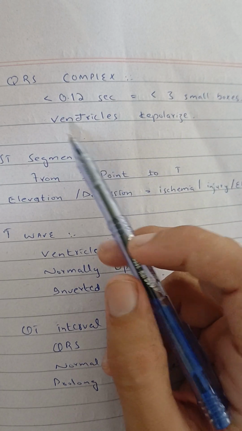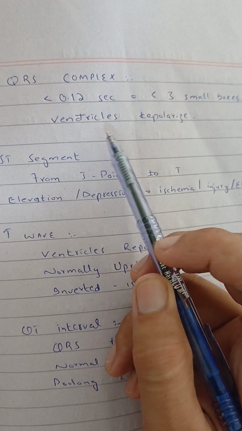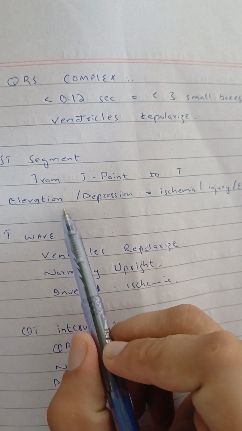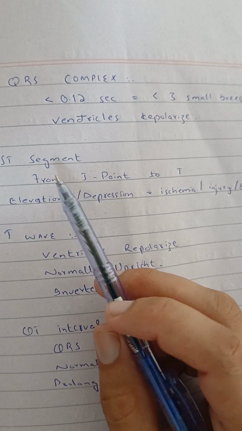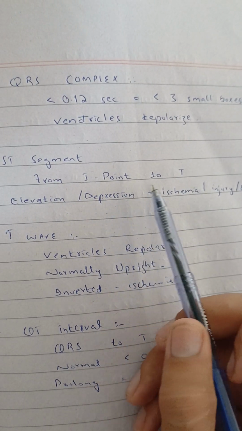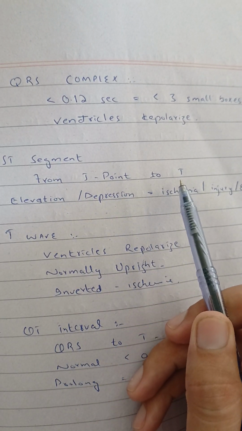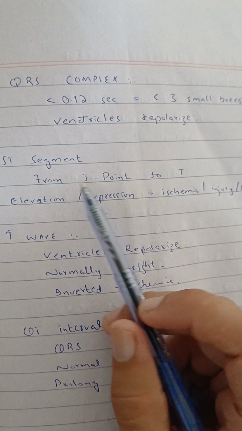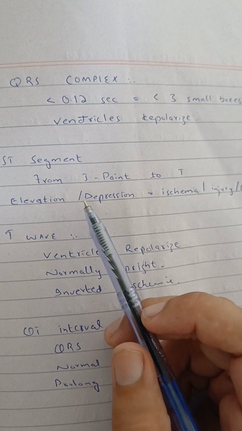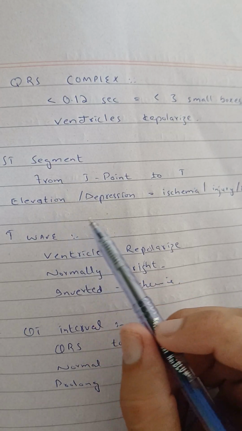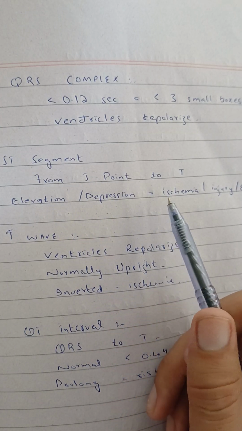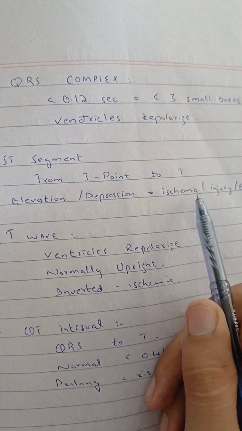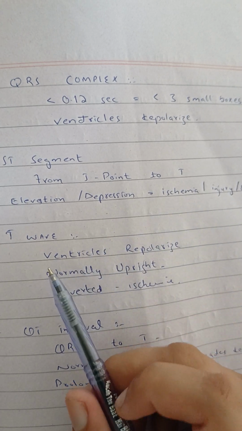It is basically formed when the ventricles depolarize. ST segment. The ST segment forms from the J point to the T wave. It may be elevated or depressed. When it is elevated, it means there may be ischemia of the heart muscles or injury, or maybe an electrolyte imbalance.